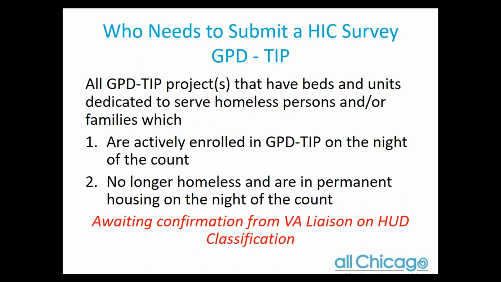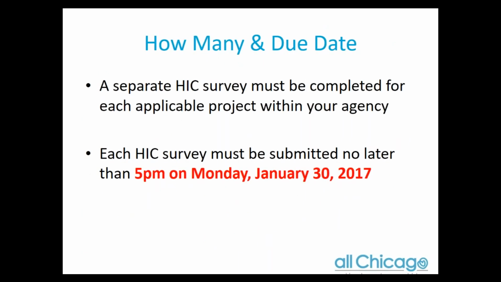For my GPD TIP programs, again, these are beds and units dedicated to individuals and families experiencing homelessness that are enrolled in a GPD TIP program and that are no longer homeless on the night of the count. Currently, we do have a couple of GPD TIP programs that are being classified as transitional housing. So we're awaiting confirmation from the VA liaison to determine which HUD classification. Once I receive that HUD clarification, I will reach out to you individually to let you know what individuals to count for the purpose of the HIC.